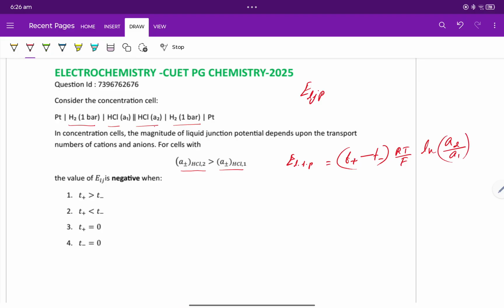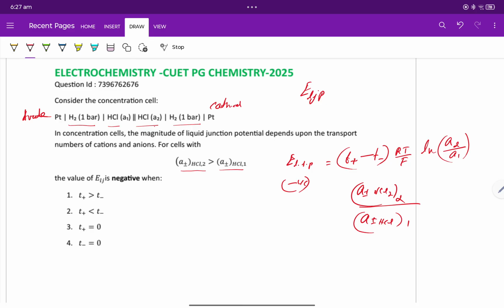Now for this equation we are asked to determine at what transport number you will be having a negative value here. So to have a negative value here, we know log A2 by A1. A2 by A1 means that is A plus minus of HCl at 2 divided by mean ionic activity of HCl at 1. So this is actually the cathode part and this is actually the anode part.